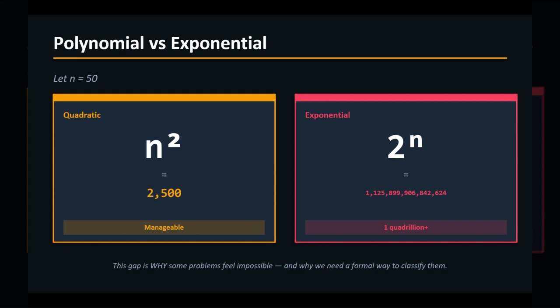This is not a hardware problem, this is a mathematical wall. No chip, no cluster, no quantum computer makes a dent in this gap. This is why computer scientists had to invent a formal way to classify problems, to separate the ones we can solve from the ones that are, for all practical purposes, unsolvable. That's exactly what P versus NP is about.